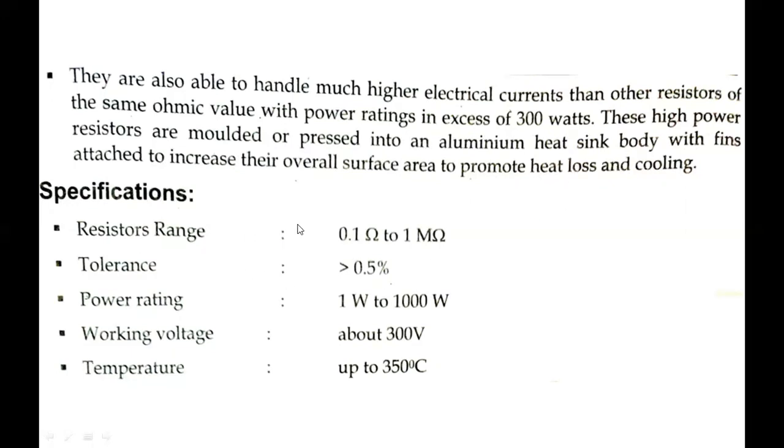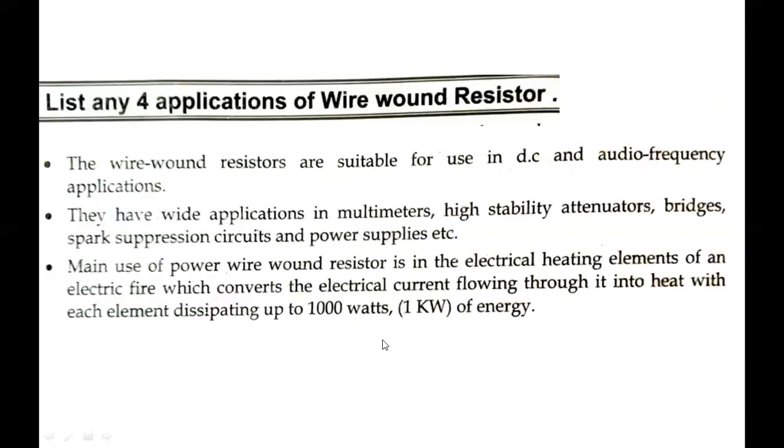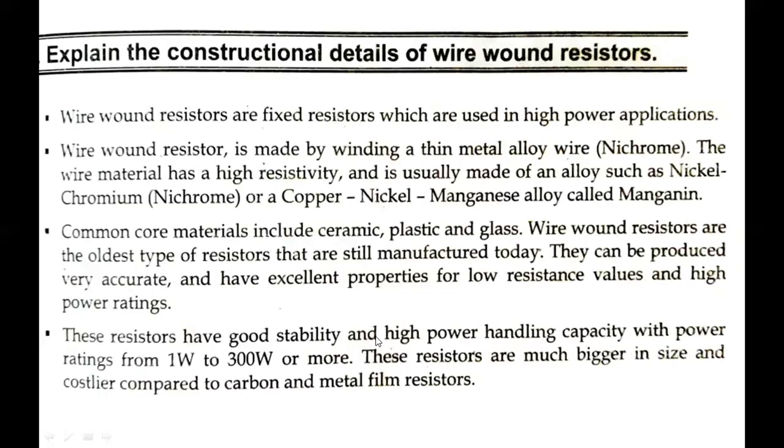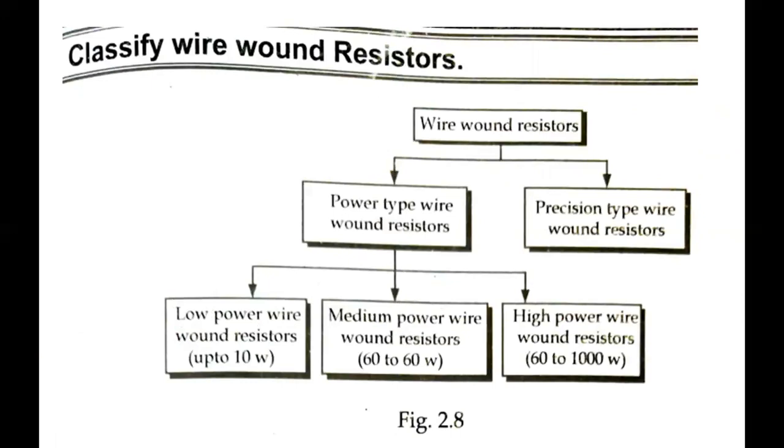Specifications are resistance range 0.1 to 1 megaohm, tolerance is greater than 0.5%. Power rating is 1 watt to 1000 watts, working voltage about 300 volts, temperature up to 50 degrees centigrade. So this is about the wire wound resistors. So note down.